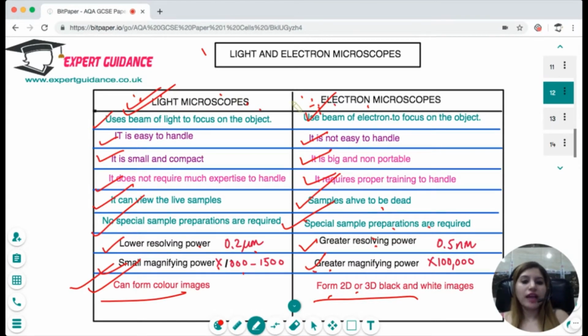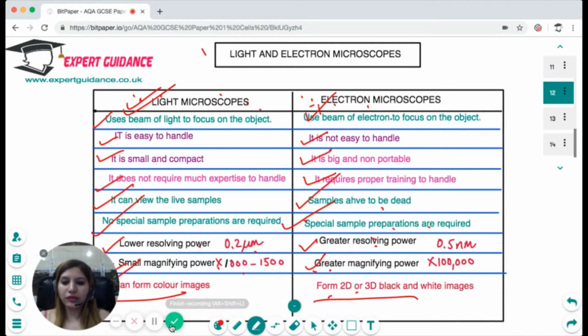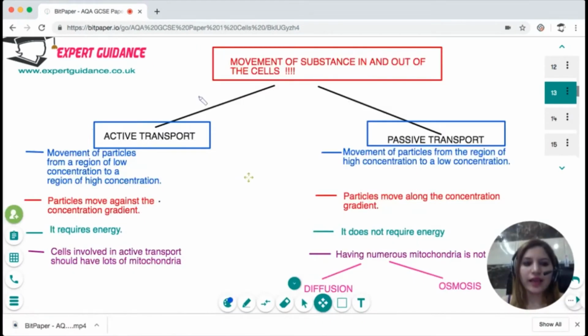Okay, so now you should be able to know the difference between a plant cell and an animal cell, the bacterial cell, the light microscope, and the electron microscope. So now we have looked at the different structures found in the cell and the functions of each of the cell organelles.